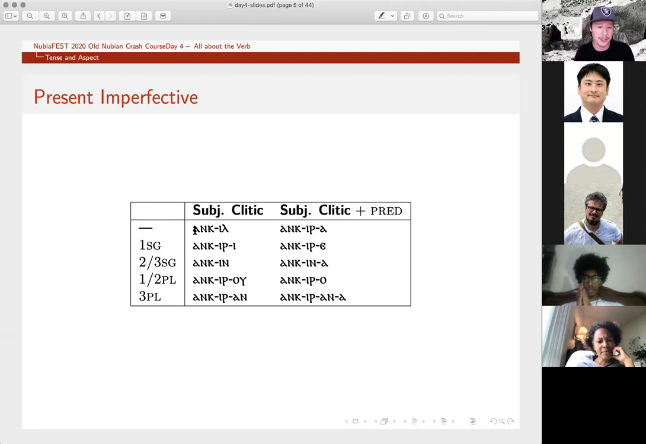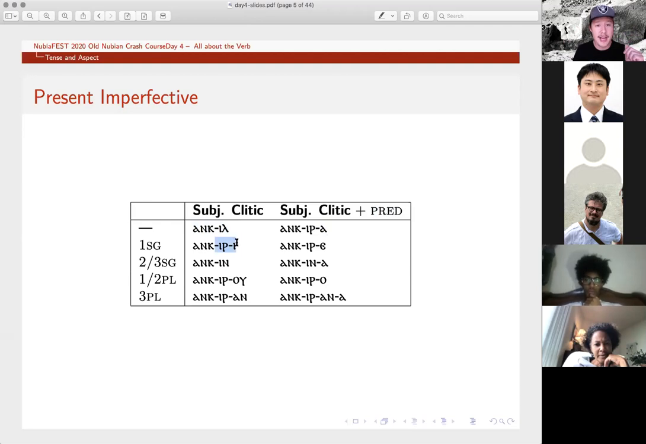I give these little lists. This is, of course, an idealized representation. There is a lot of variety out there in the real texts. But this gives you a sense of how these tense aspect morphemes, person morphemes and the predicate marker A all interact. So you see that here we have a verbal root, ank, to think or to remember, with only a tense marking. There are certain contexts in which this is a totally fine verbal form.